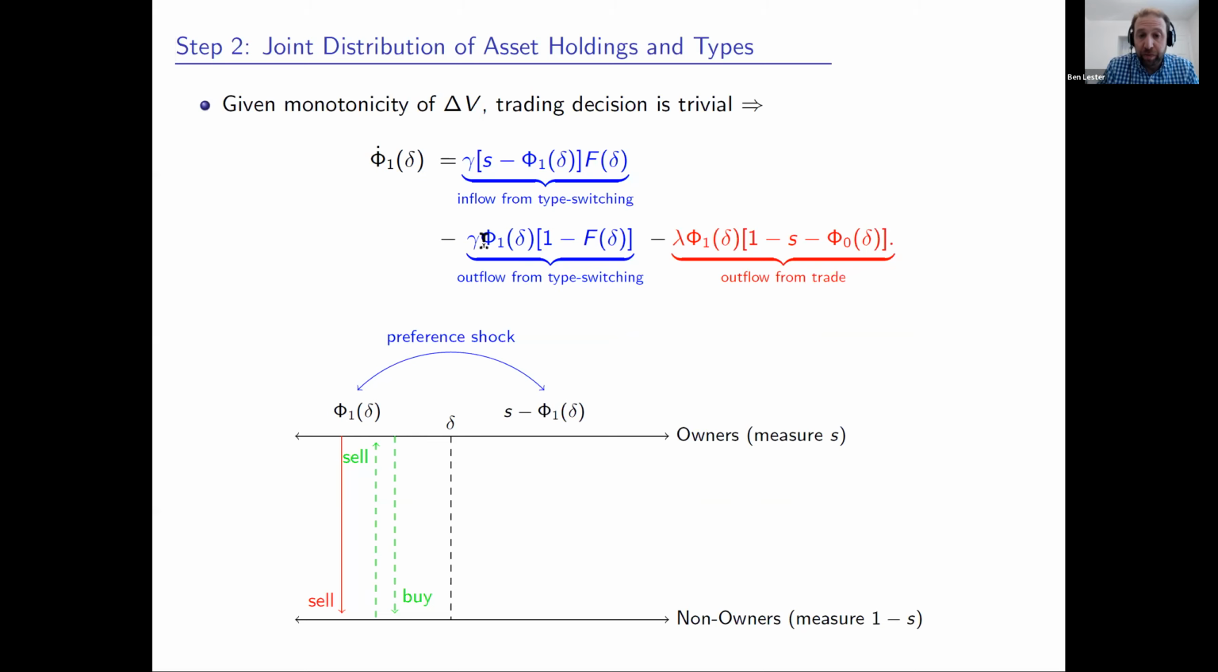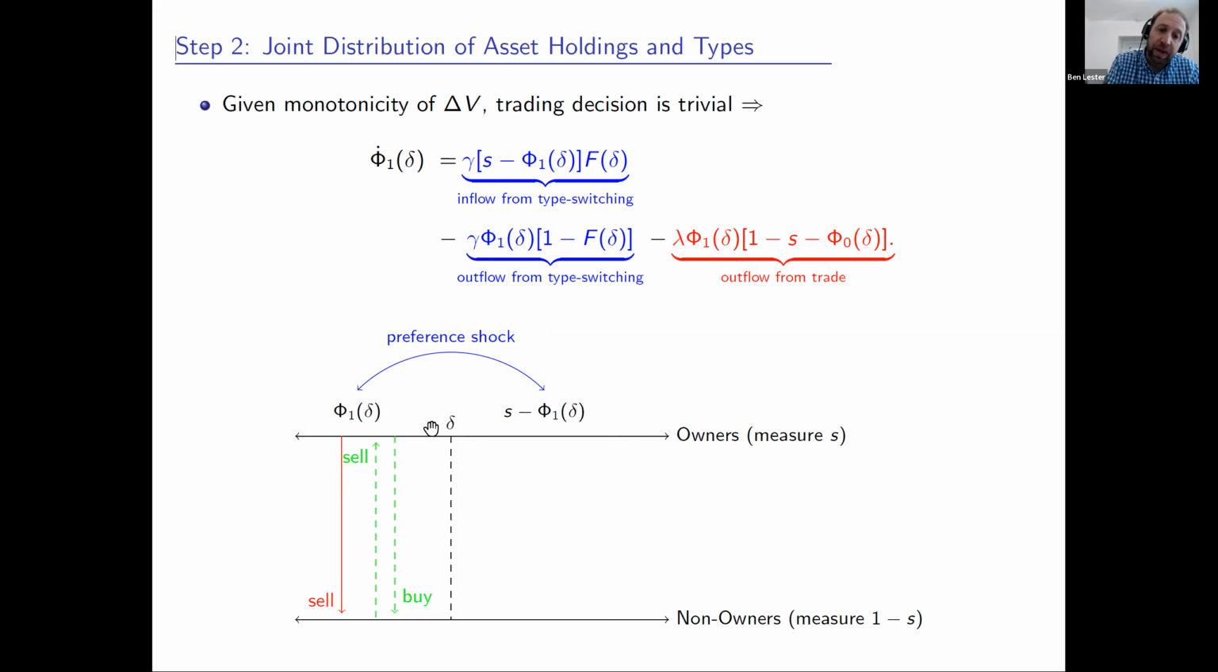So you have a measure phi1 of delta of investors in this set right here. At rate gamma, they get a preference shock. And with probability 1 minus f of delta, that preference shock takes them onto the right side of this arbitrarily chosen delta. So that's the outflow from this set that comes from switching types of preference shocks.